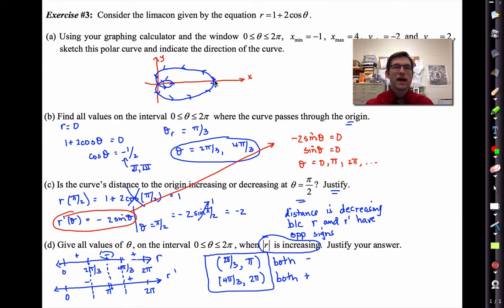Because what's happening is all through here you're getting closer and closer to the origin, and at 2 pi over 3 you hit the origin. Then the curve starts to go away from the origin, from 2 pi over 3 all the way to pi. I know that seems weird to call that pi, but it is. Then from pi to 4 pi over 3 the distance is again decreasing, and then from 4 pi over 3 all the way to 2 pi we're getting farther and farther away from the origin. So for selected curves, you can really see that pretty well.